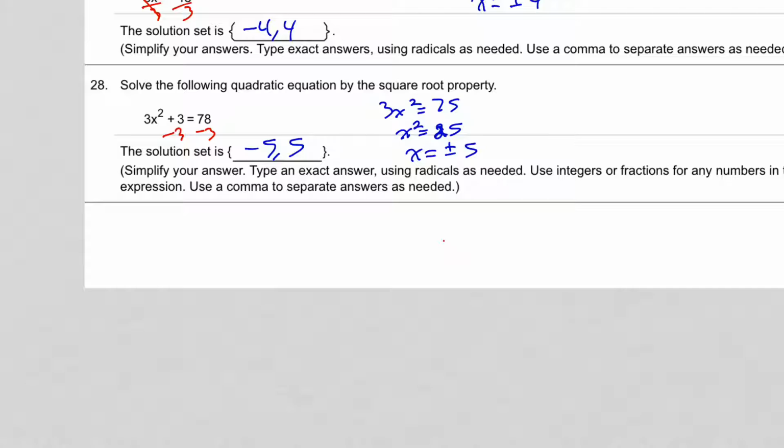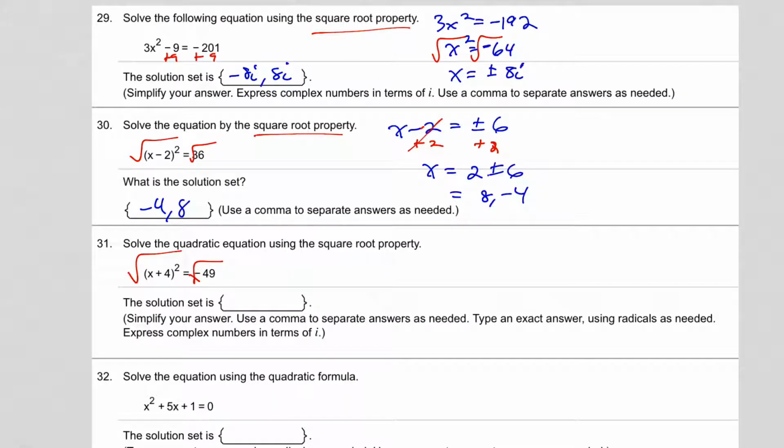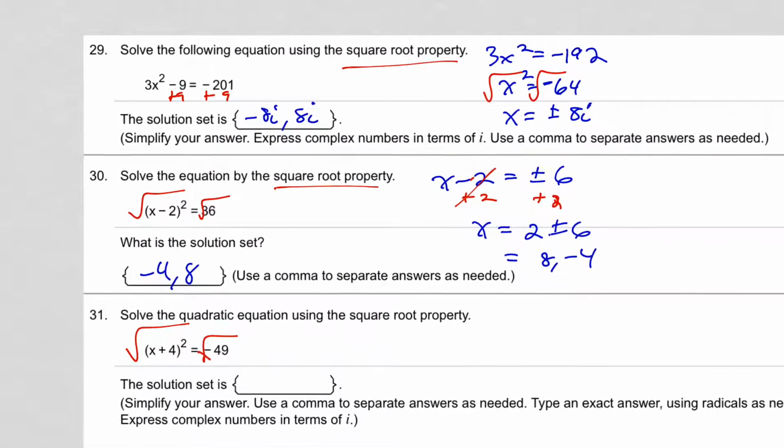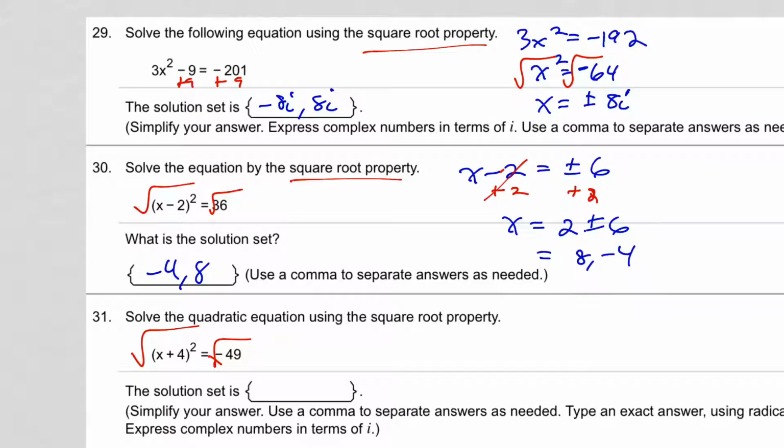Okay, let's take a look at 29. Alright, so I thought I was recording for 29 and 30, and I guess I wasn't. So here is the solution for 29. So we want to isolate this x squared, so add 9 to both sides. You got the negative 192, divided by 3, negative 64. This is a perfect square, so this guy right here is going to be an i. You got plus or minus 8i.